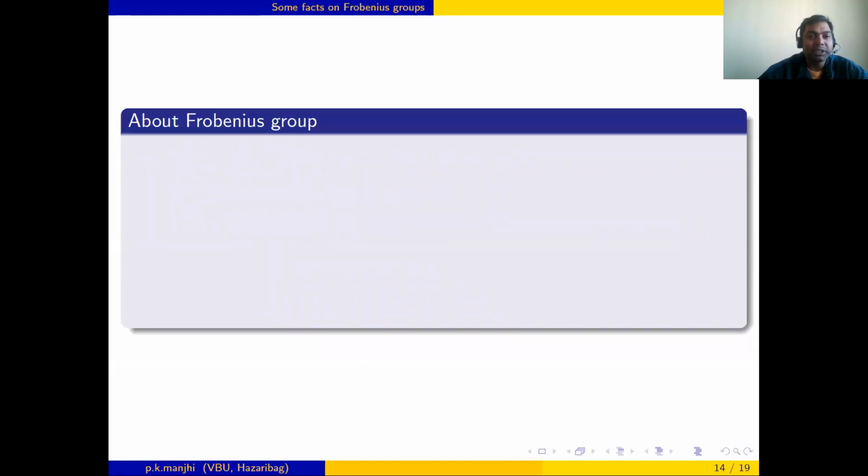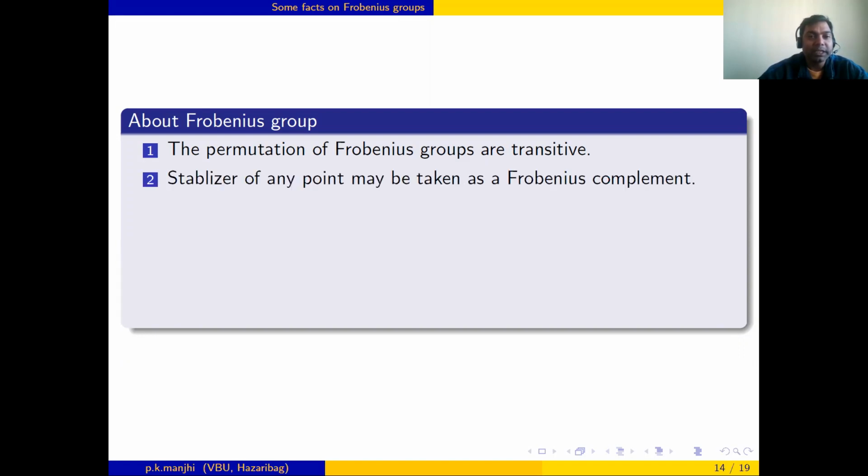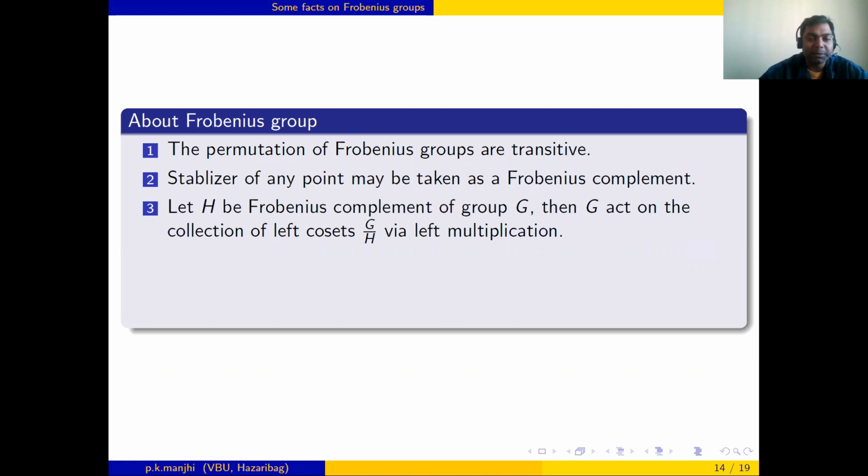Some interesting facts about Frobenius groups: the most interesting results are about the representation of Frobenius groups in their permutation representation. In their permutation representation, Frobenius groups are transitive, and the stabilizer of any point may be taken as the Frobenius complement. So there are many complements for any Frobenius group. Let H be the Frobenius complement of G.